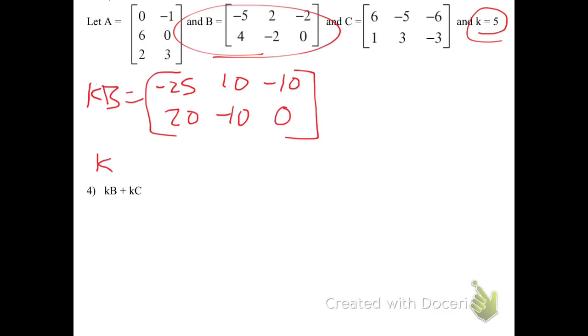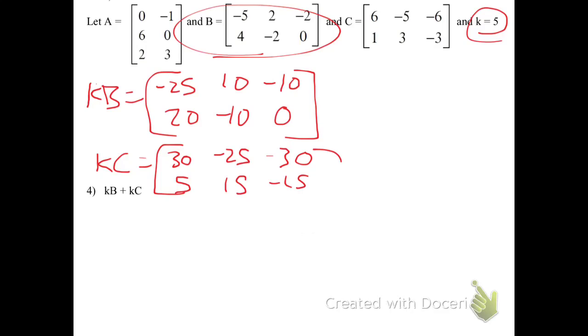Let's do k times c here. 5 times everything that's in C. You'll get 30, negative 25, negative 30, and then we'll get 5, 15, negative 15. Okay, and now we need to add these two guys together. So remember, add corresponding entries. So first one with the first one, second one with the second one, so on and so forth, right?